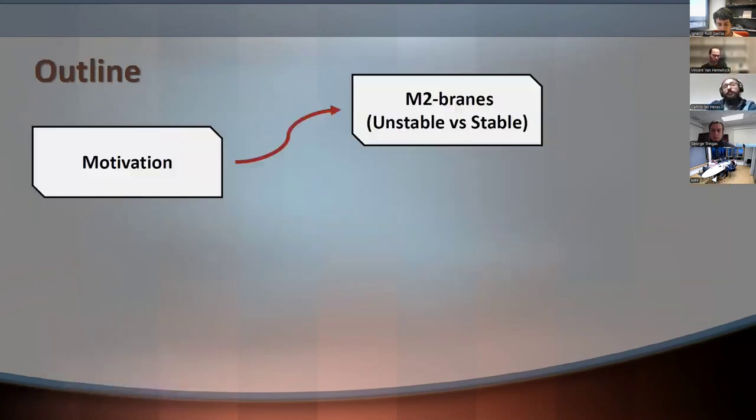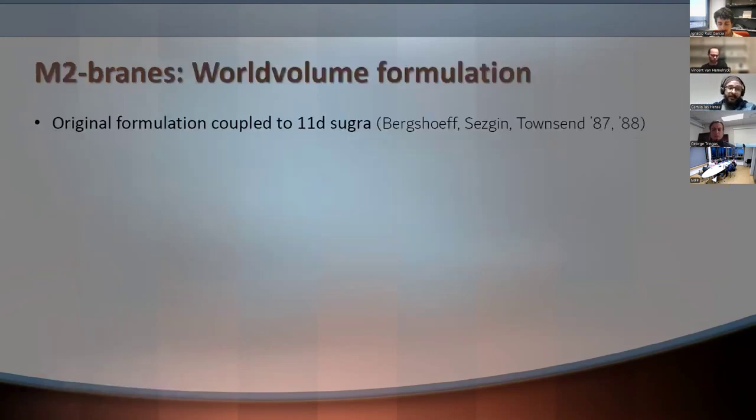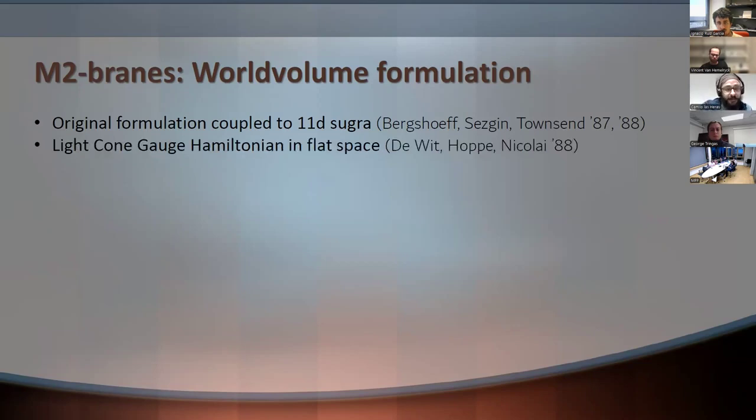Okay, so now let us talk a little bit about M2 branes, okay? The original formulation of a 2-dimensional membrane evolving in an 11-dimensional space-time that couples to 11-dimensional supergravity was proposed by Bergshoeff, Sezgin, and Townsend in the late 80s. In these times, the supermembrane, as they called it, was the best candidate to describe microscopic degrees of freedom of M theory, okay?